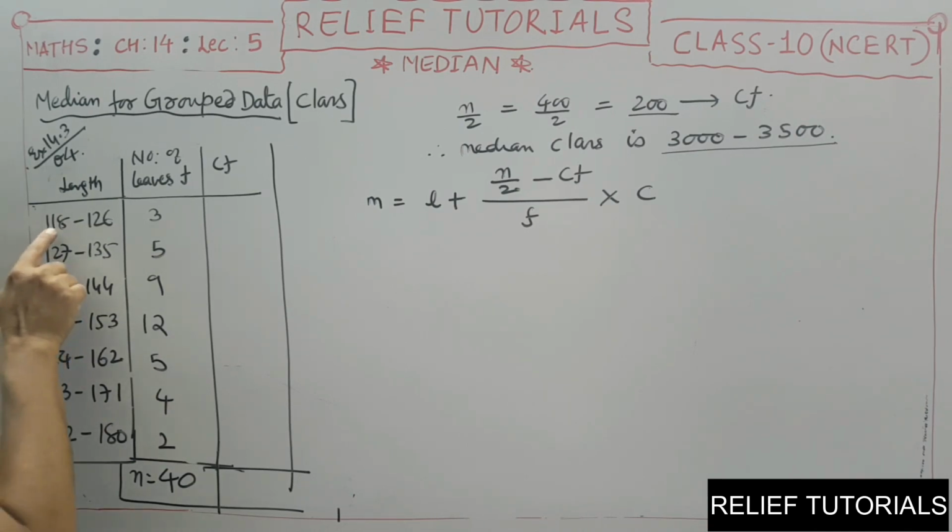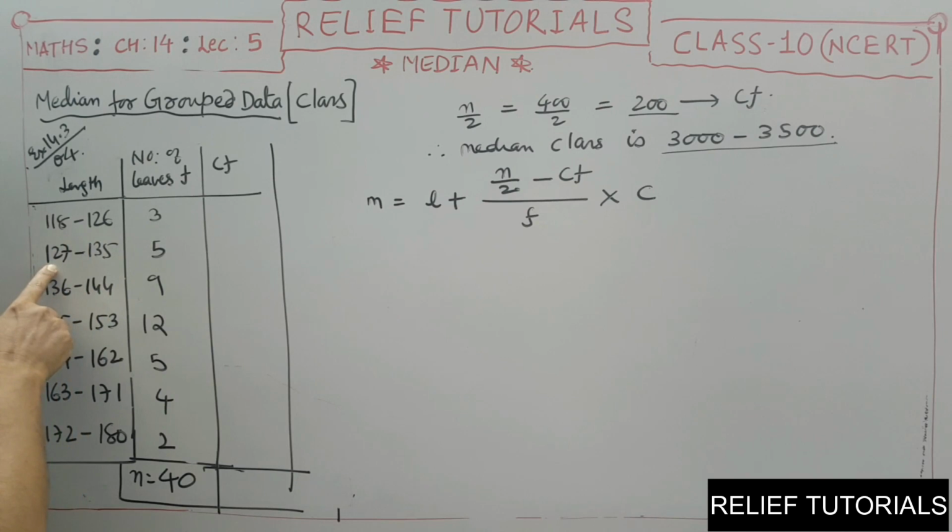So how much is it? 118, 27. So 7, 8, 9. Here also 9 difference. See, 136 minus 127, 9. 145 minus 136, 9. So here we have equal class length, that is 9. Clear?